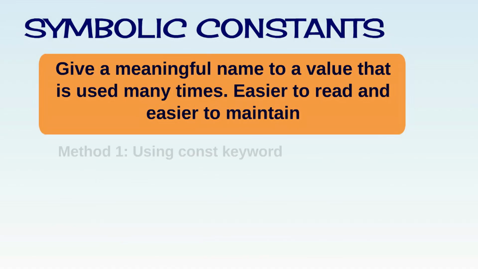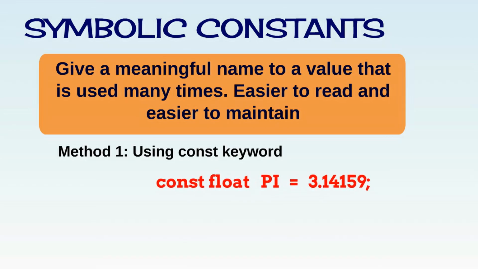There are two common ways to define symbolic constants in C++. Using the const keyword. The first method uses the const keyword. Using the const keyword, you can declare a symbolic constant with a specific data type, just as you declare a variable. Once a value is declared using const, it cannot be changed. The example shown on the screen declares a floating point symbolic constant named pi, and assigns it the value 3.14159. Here, pi always stores that value throughout the program.